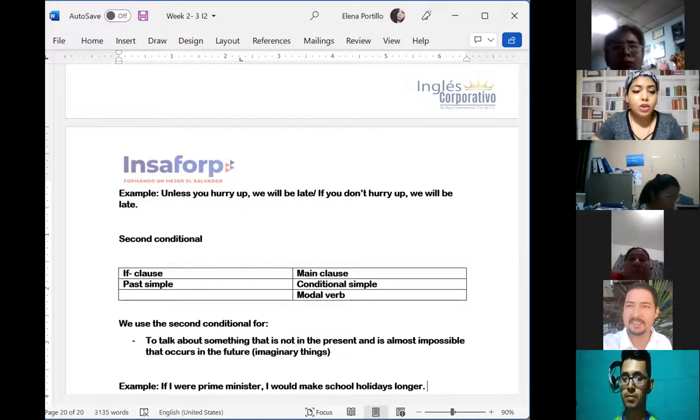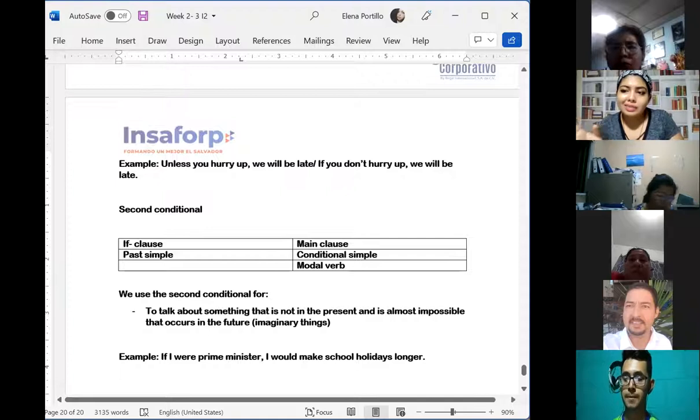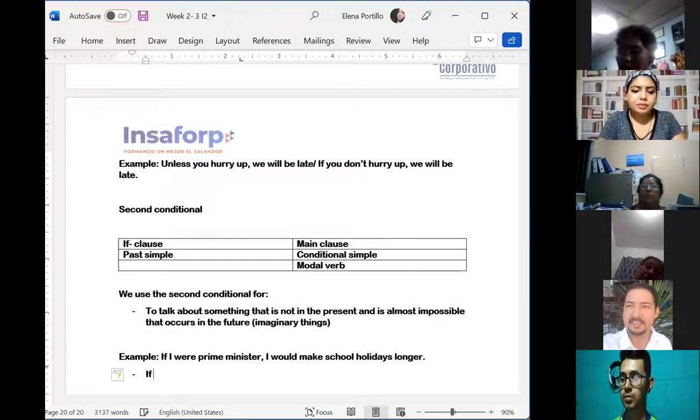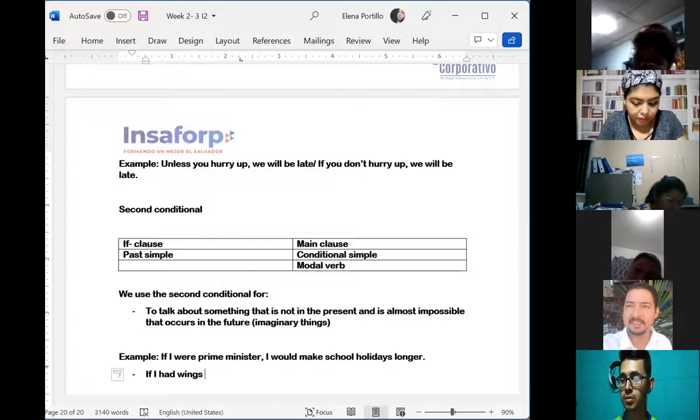So another one, this is very, very imaginary. It says, if I had wings, I could fly like Peter Pan.